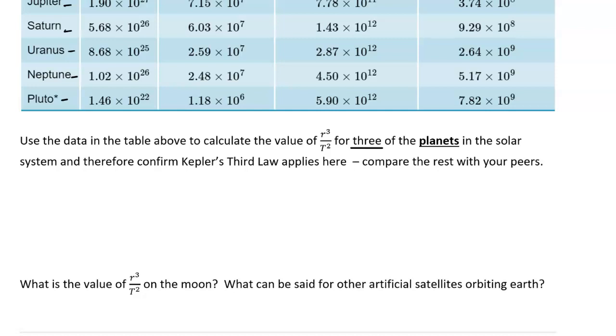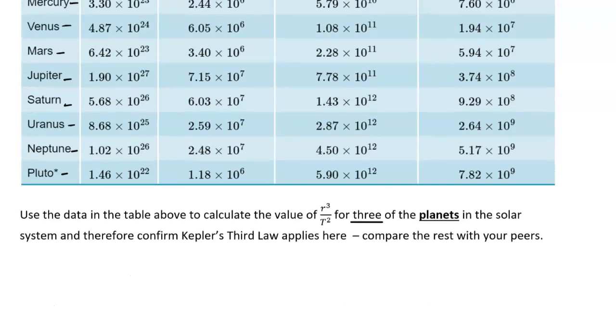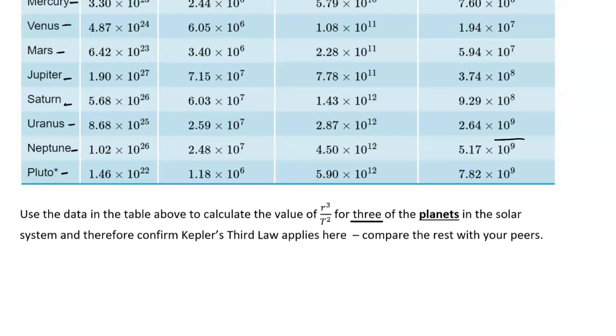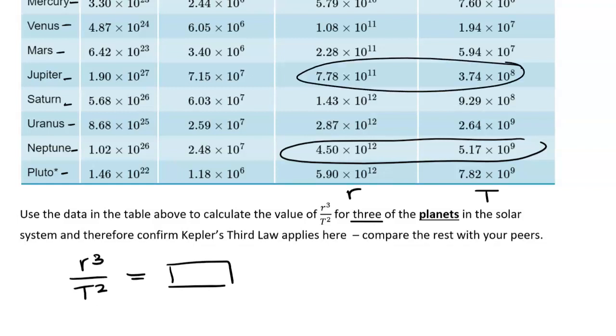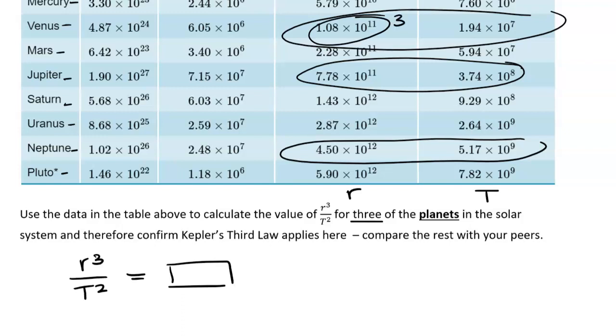I want you to confirm Kepler's third law here. Select one of these objects, perhaps Neptune, and do r cubed on t squared and find out what that value is. Remember, this column was r and this column was t. Then choose another planet, perhaps Jupiter, maybe Venus, and again do r cubed on t squared for each. This value, you're going to cube it, and this value, square it. I want you to see what value you get.